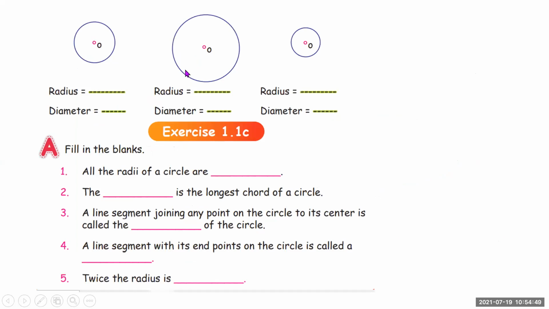And these are some of the other exercises. All the radii of a circle are of equal length. The blank is the longest chord of a circle, which is the diameter. A line segment joining any point on the circle to its center is called a radius. A line segment with its endpoints on the circle is called a chord.